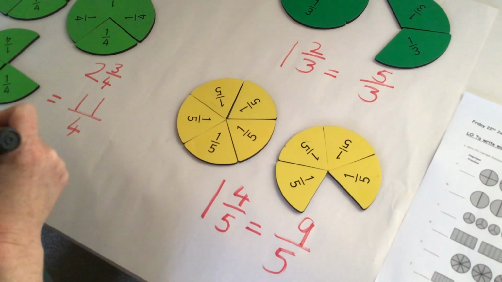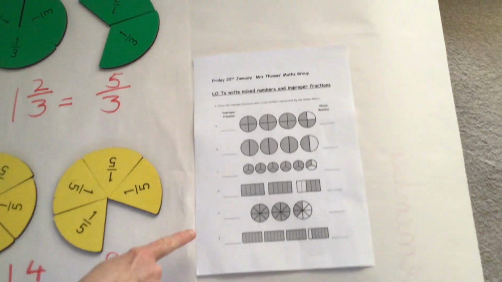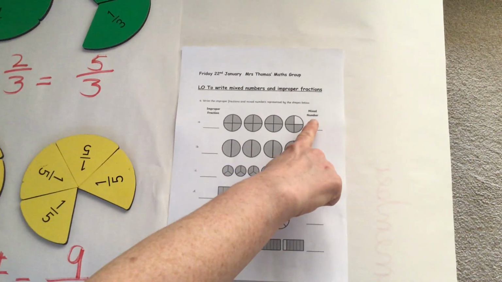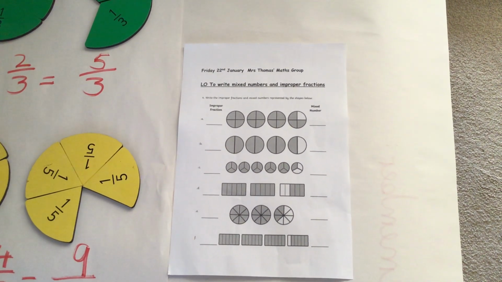Okay. Now, your task on Teams looks like this over here. You have to write the improper fraction and the mixed number for each of these pictures. I hope that's okay, children.